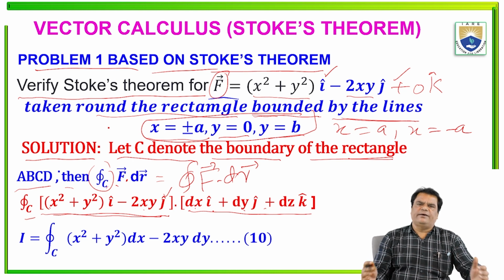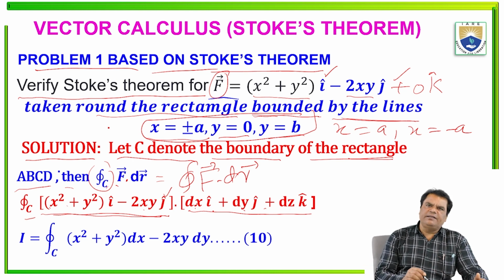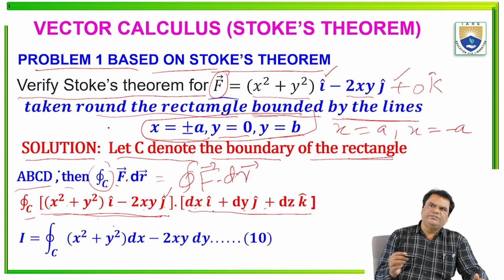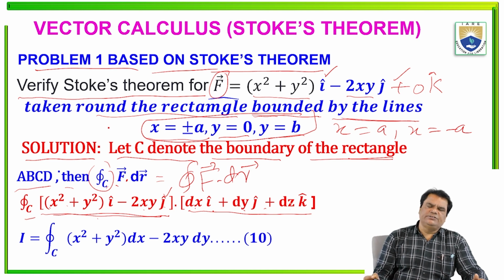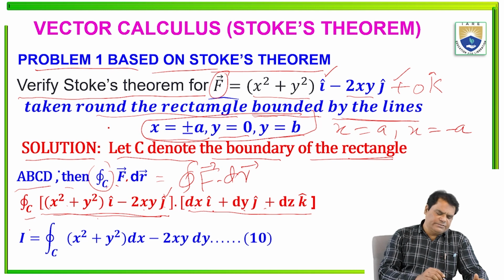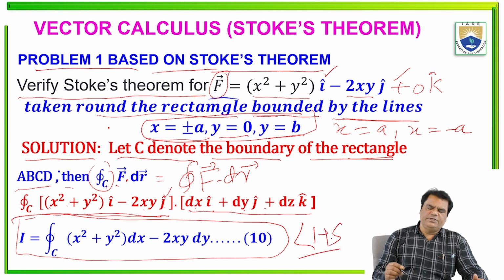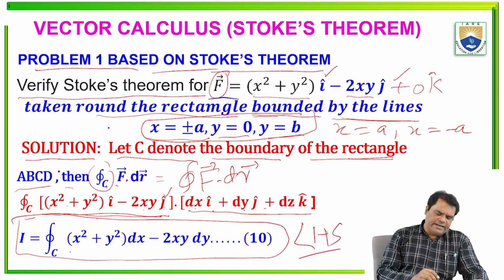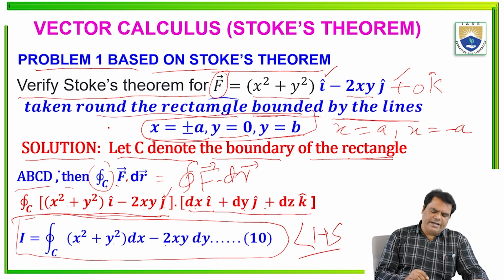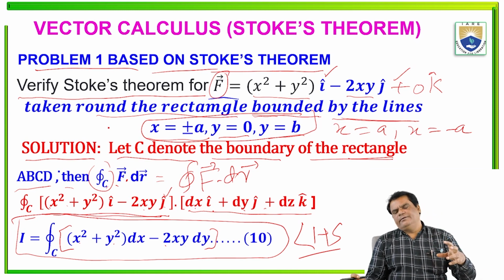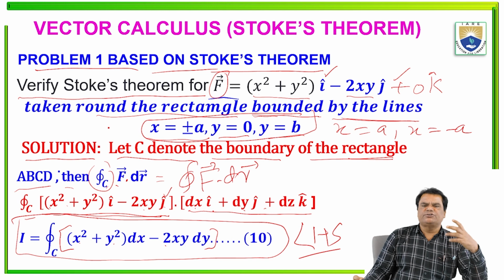Now taking the dot product: i with i, j with j, and k with k multiply. But in the first vector k is not there, so the coefficient of k is 0. So 0 into dz is 0. So finally we get here the integral I. This is the line integral, the left hand side of the Stokes theorem. So the left hand side is the integral of (x square plus y square) dx minus 2xy dy. This is equation 10.